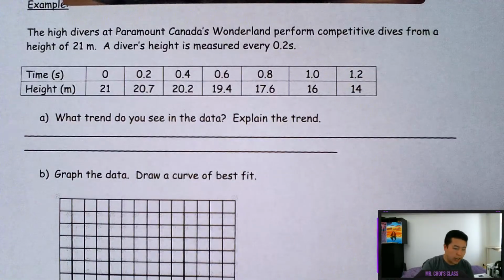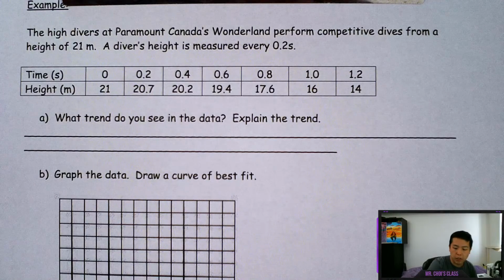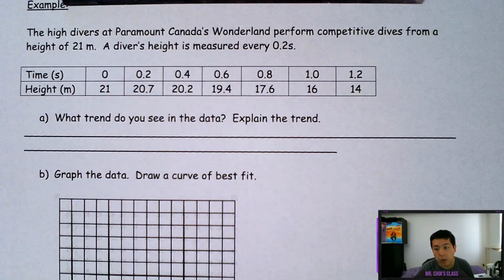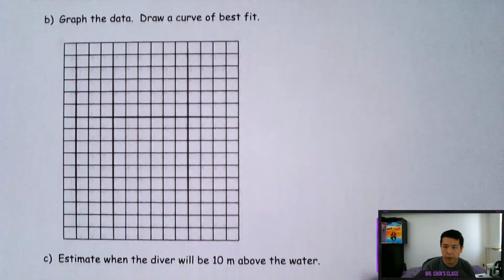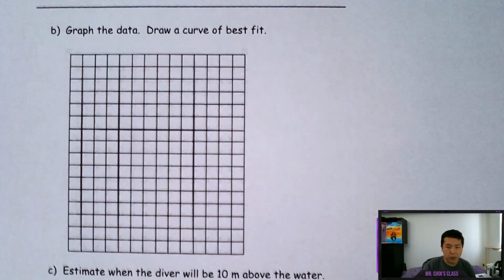So the high divers at Paramount Canada's Wonderland, not even Paramount anymore, but Canada's Wonderland, perform competitive dives from a height of 21 meters. A diver's height is measured every 0.2 seconds. Okay, so let's ignore question A. Let's first graph it. Let's have some practice with graphing. Draw a curve of best fit, graph the data.